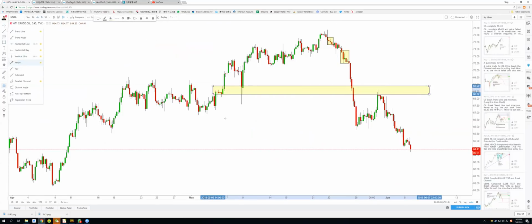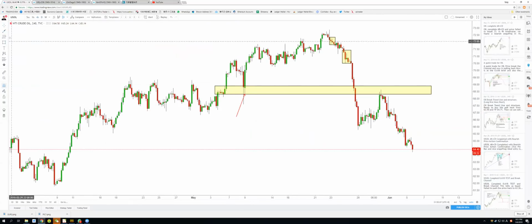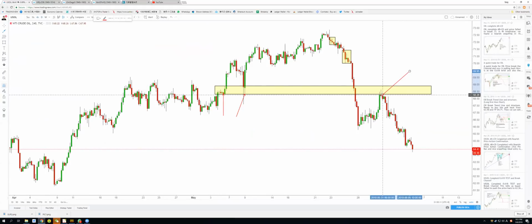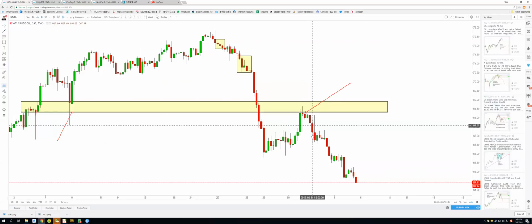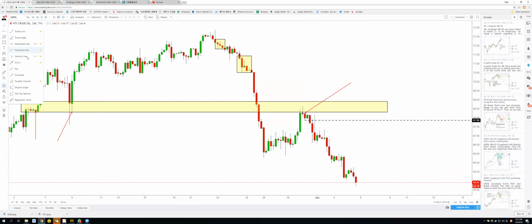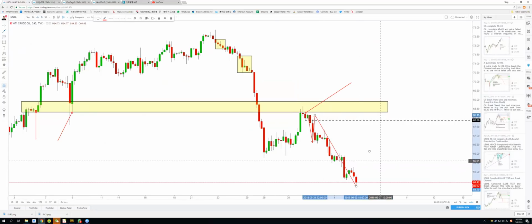Again, if you understand how to draw structure, you should be able to catch this pullback plus a pin bar, plus a structure breakdown and a pullback. You can see here there's a structure breakdown pullback, right? The price just breaks down 67.86 again and pulls back to this. You can see this wick, right? If you catch this short, wow, that's also very beautiful.